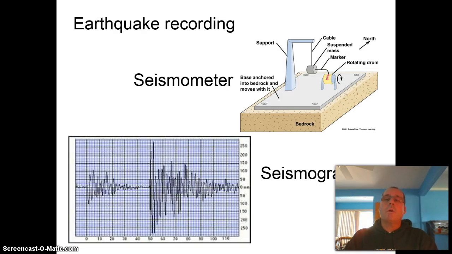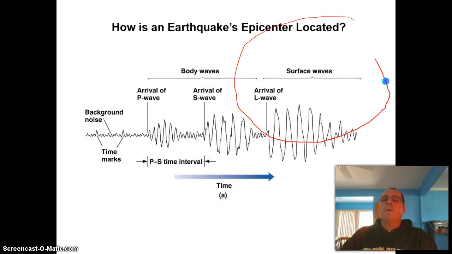How do we record or know an earthquake happens besides actually feeling it? Well, we have earthquake recording equipment. It's called a seismometer. So the actual instrument that measures the earthquake, and there's sensors in the ground, and usually it's transmitted to this device right here, the seismometer.